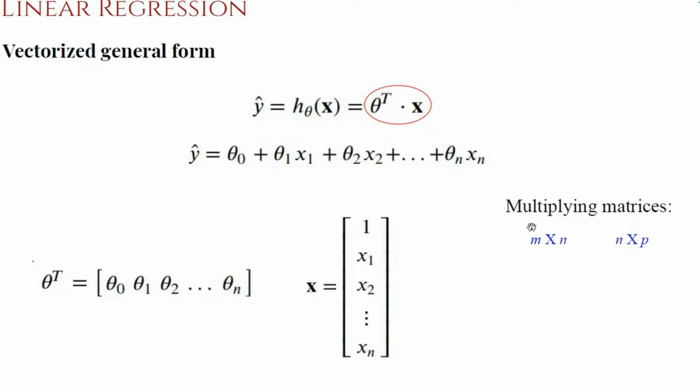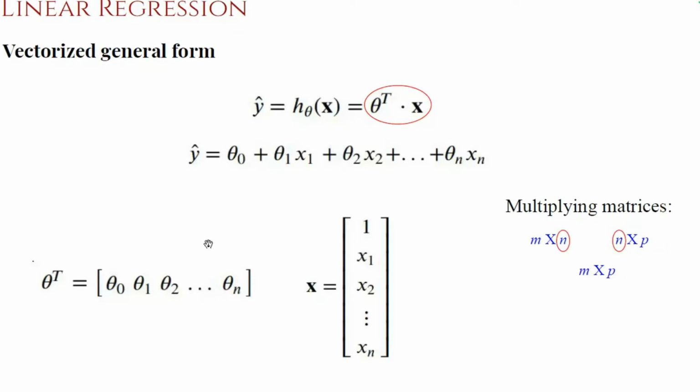If your first matrix is an m cross n matrix and your second matrix is an n cross p matrix, then when you multiply these two, what will be the order of the resultant matrix? It will be m cross p. So when you multiply m cross n and n cross p, the resultant matrix will be m cross p.